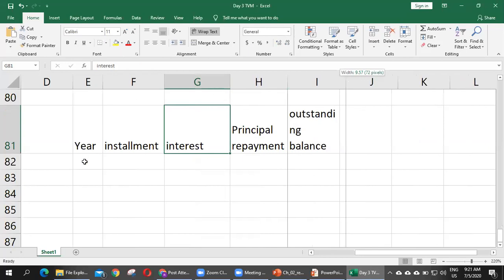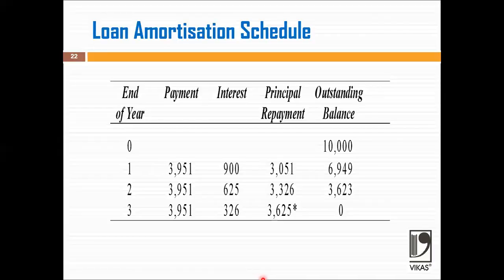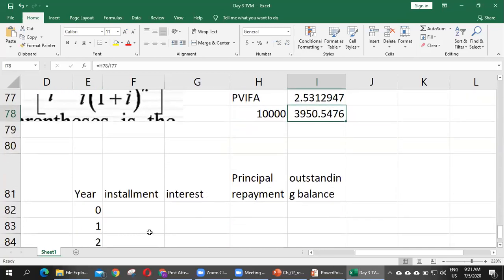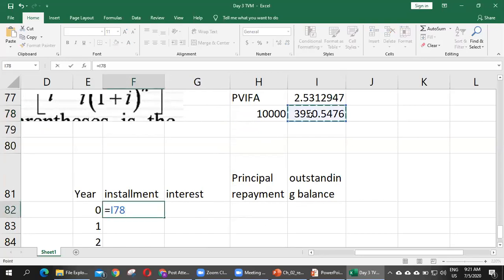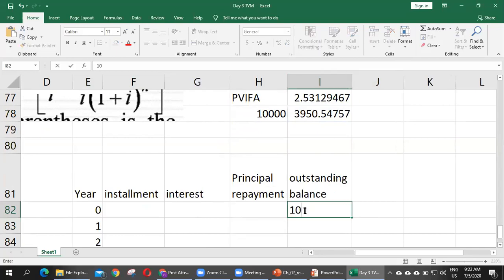Here, the beginning of year 1 is called 0. Then the end of year 1, end of year 2, end of year 3. According to the calculation, we have identified that the annual installment is 3,950. At year 0, at the beginning, you have not paid any installment. You are getting the loan amount of 10,000. This is the outstanding balance.